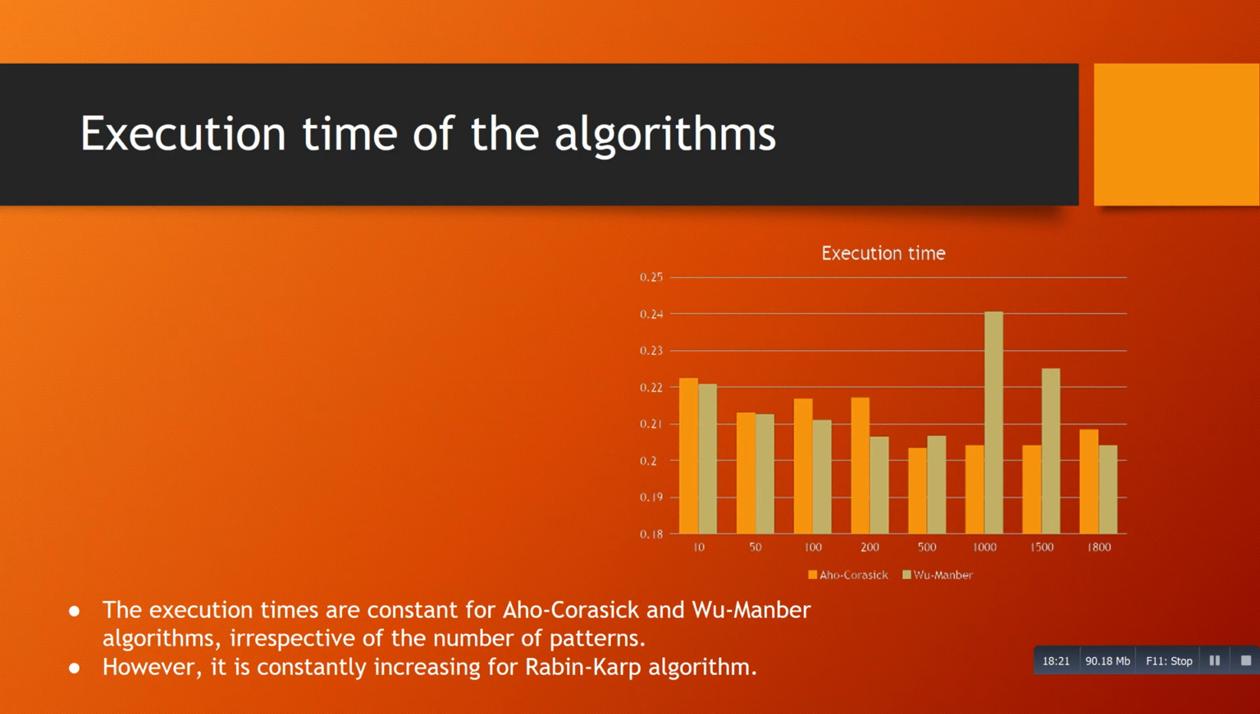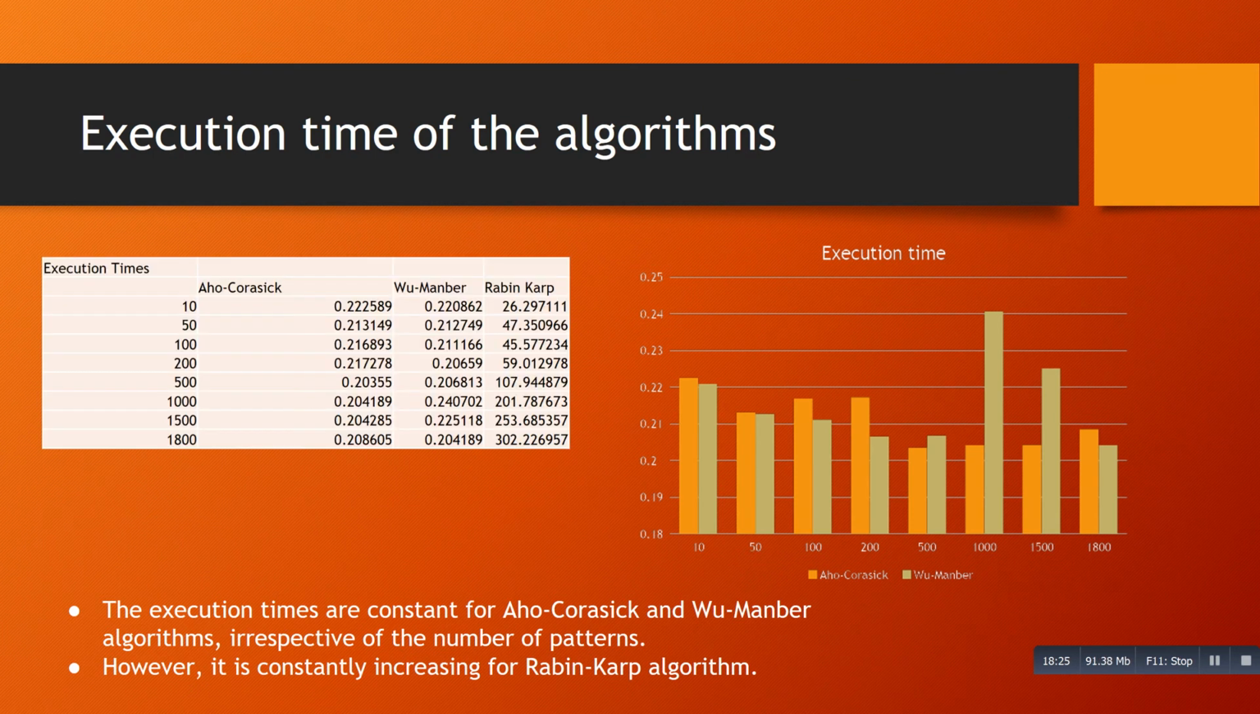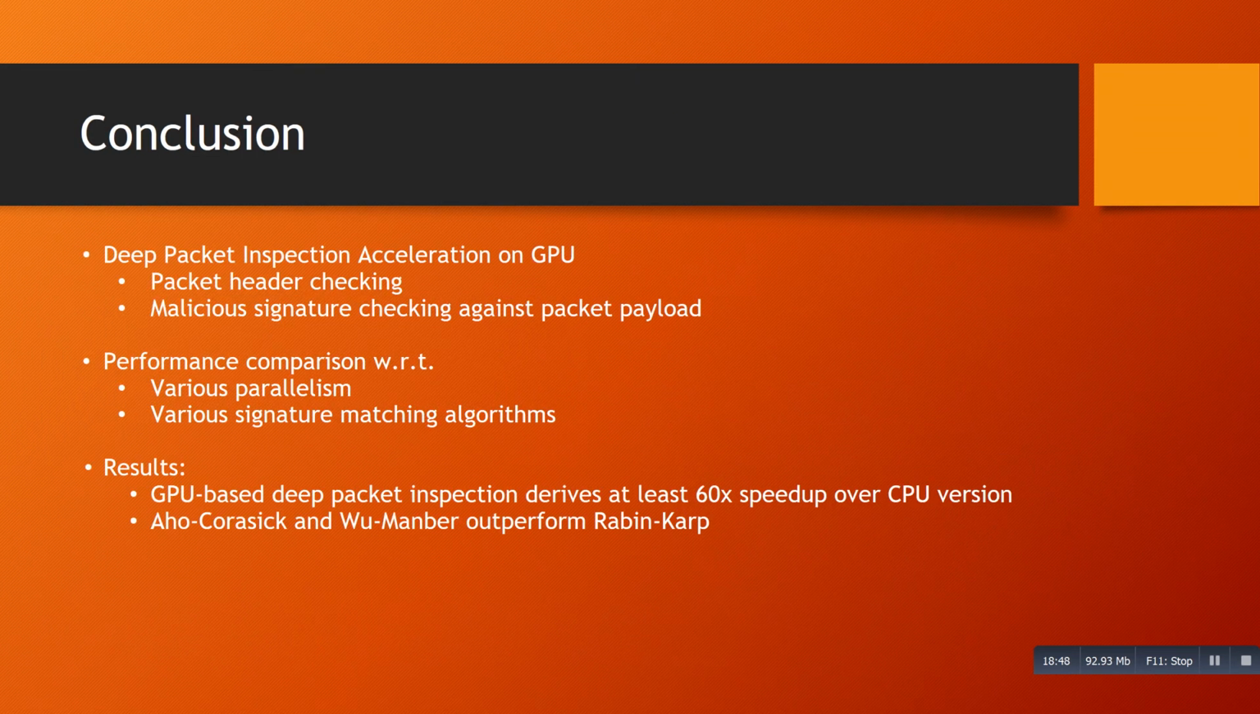These are the execution times of the algorithms. The execution times for Aho-Corasick and Wu-Manber are significantly lower than the Rabin-Karp algorithm because they are suited for multi-pattern matching. It is constantly increasing for the Rabin-Karp algorithm as the number of patterns increases because the number of iterations is higher.